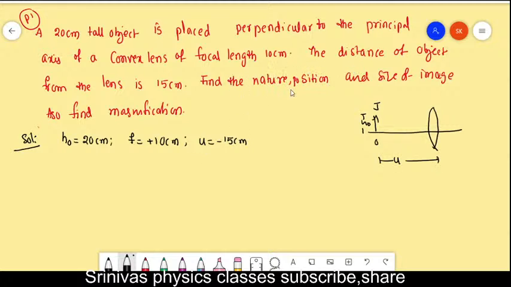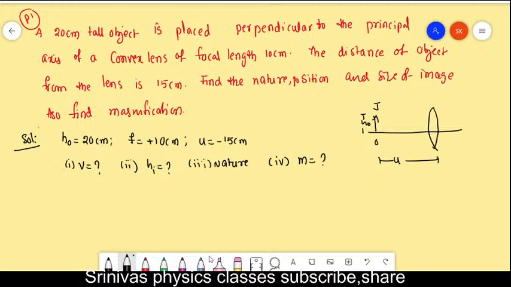And the question: find the nature and position of the image. First, the position of the image we can find out. Image distance is what? Size of the image you have to find out. Height of the image we have to find out, right? And the nature of the image we have to find out, right? There are several questions. Nature means whether it is erect or inverted, virtual or real image, that we have to tell. Find the magnification. Magnification also we have to find out, right? First, image distance we can find out.